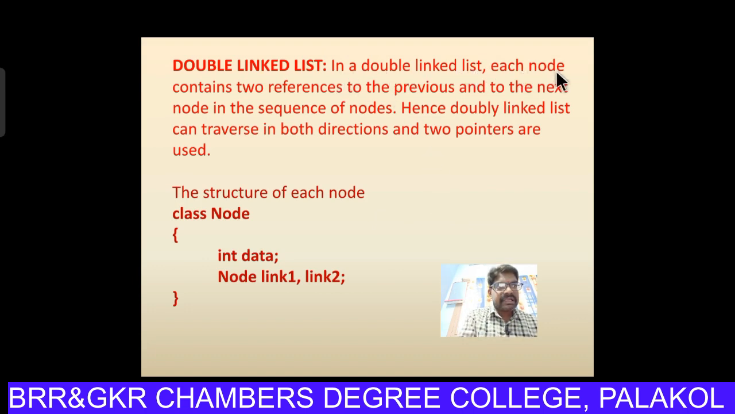In a double linked list, each node contains two references, to the previous and the next node in the sequence. So in a double linked list, every node maintains the previous node address and the next node address. Hence a double linked list can be traversed in both directions, and two pointers are used, the left pointer and the right pointer. So what is the structure of the node here? Class node, int data, and it contains two links: link 1 and link 2. Link 1 has the previous node address, link 2 has the next node address.